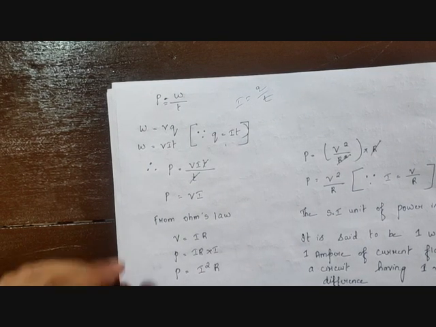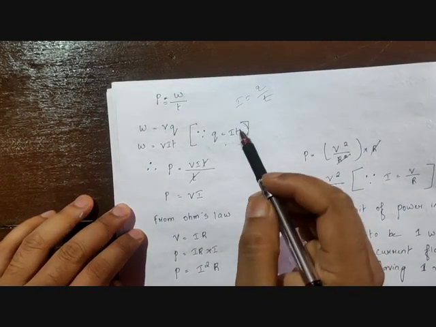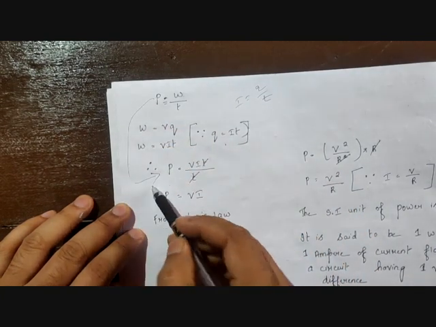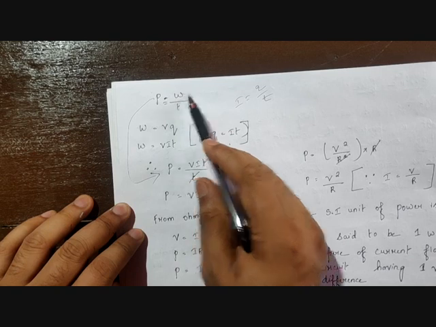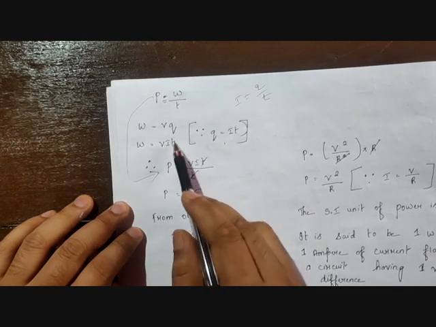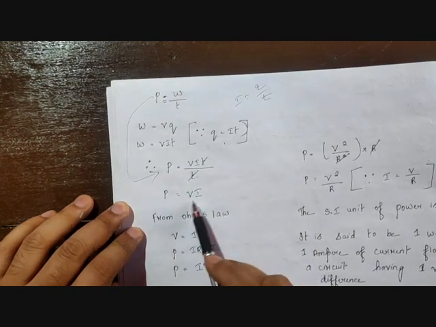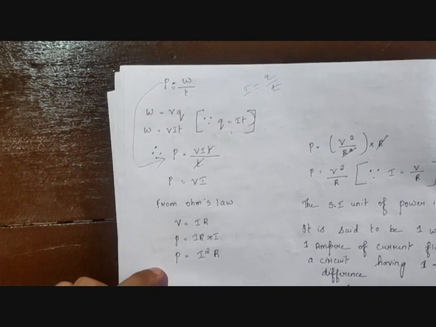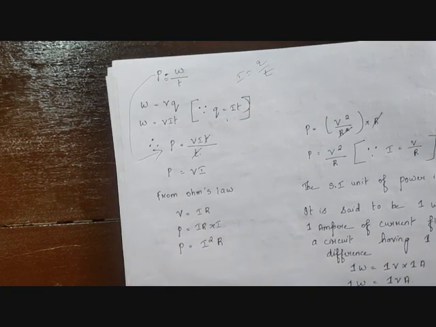Now, we are using this equation, okay, student? Work is what? V I T, and time T in the denominator. So we got the power formula: P equals V I, your voltage into current. Clear? So from Ohm's law, also remember, Ohm's law is applicable everywhere about electricity. Clear?